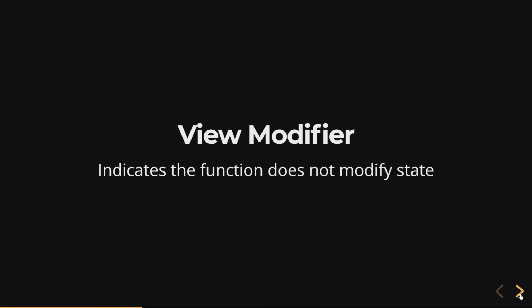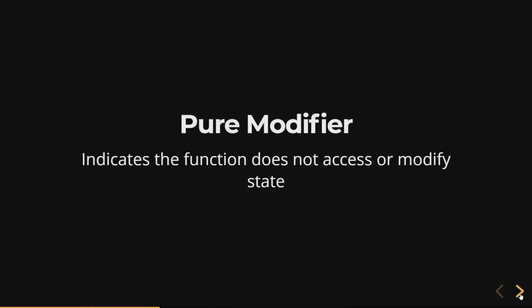The view modifier means that the contents of a function, the contents of a method, are not going to modify the state of the contract. So after the function call, there's no evidence left on chain that the function was called. There's no state change that occurs that affects the contract. And then the pure modifier is a little bit stricter than that, indicating that it does not access or modify state.